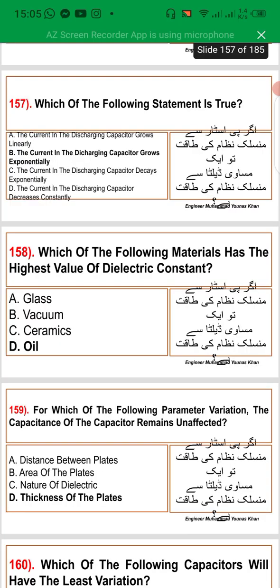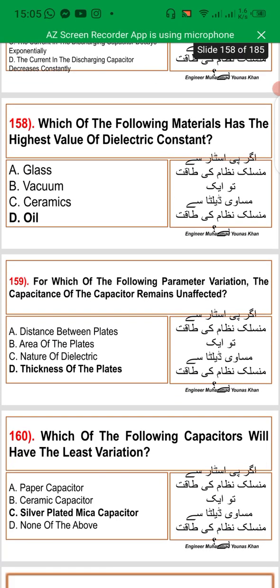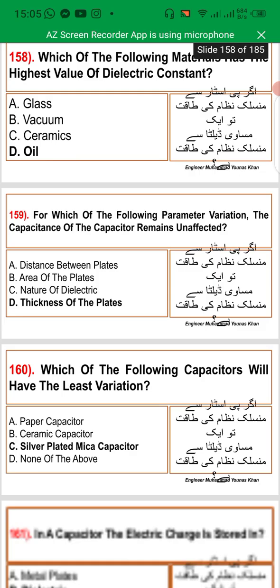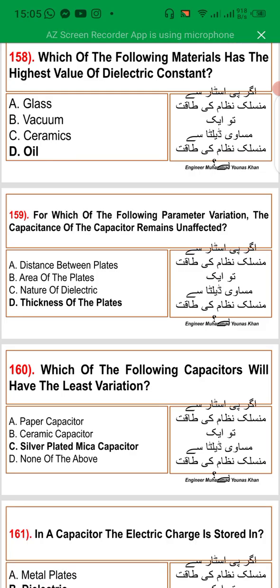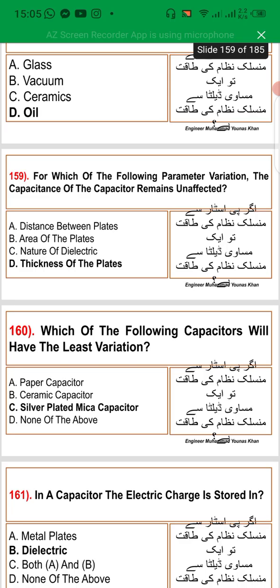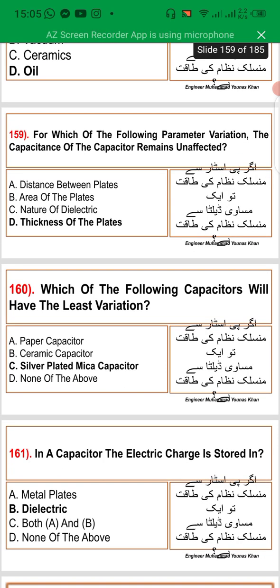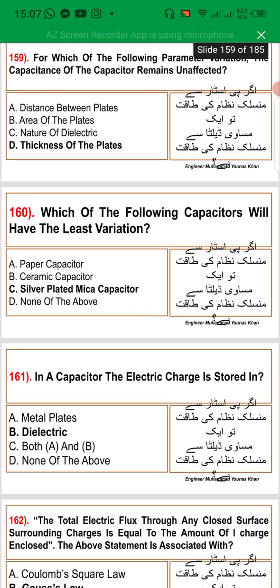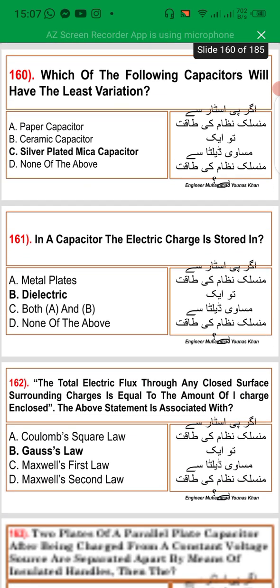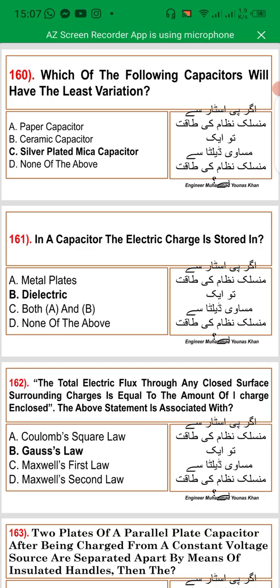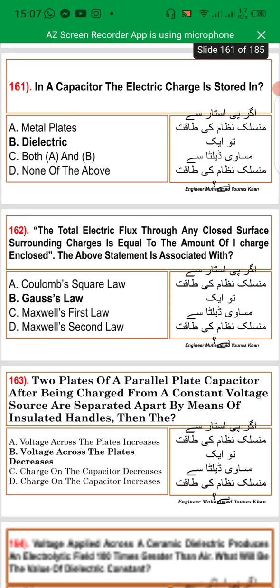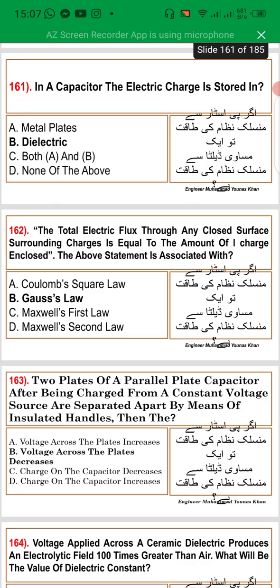Which of the following materials has the highest value of dielectric constant? Oil. For which of the following parameter variations does the capacitance of the capacitor remain unaffected? Thickness of the plates. Which of the following capacitors will have the least variation? Silver plated mica capacitor. In a capacitor, the electric charge is stored in the dielectric.